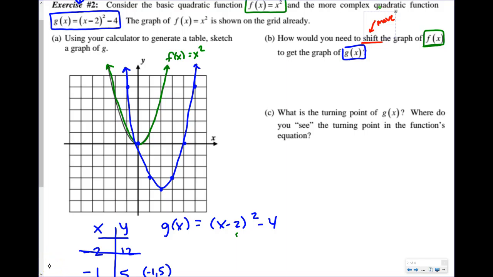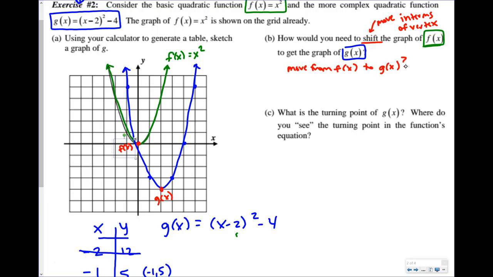And moving, this word moving means moving in terms of the vertex. Okay? So here is my vertex for the green graph, and here is my vertex for the blue graph. How am I going from this point? So let's call this f of x, and this g of x. How do I move from f of x to g of x?